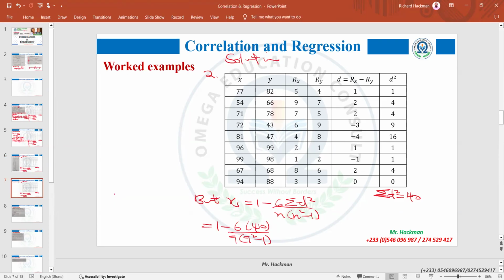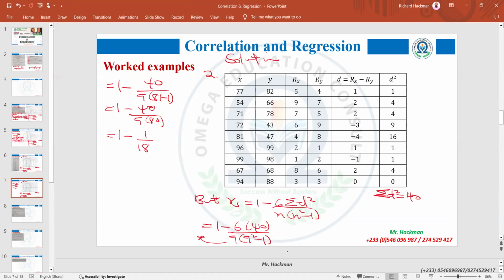So I'm going to continue here. So I'm going to have equal to, okay, so that will give us 1 minus 40 over 9 into what? 81 minus what? 1. So you get 1 minus 40 into 9 times 80. So you know this will give us 1 over 2. So you are going to get 1 minus what? 1 on what? 80. Am I right?